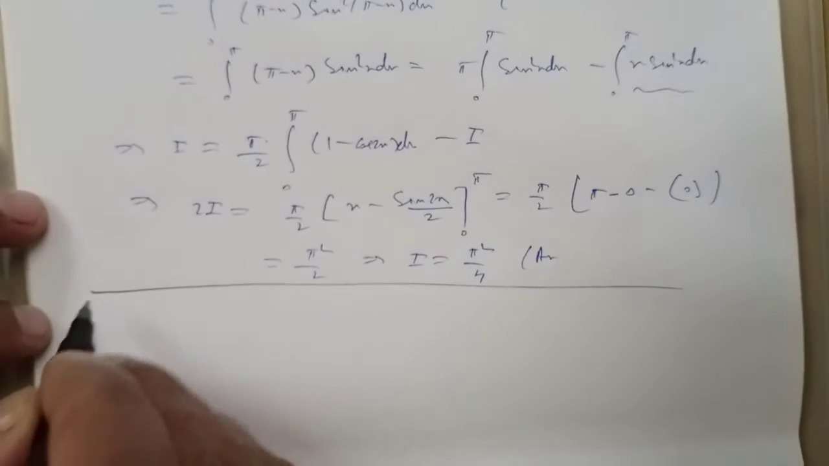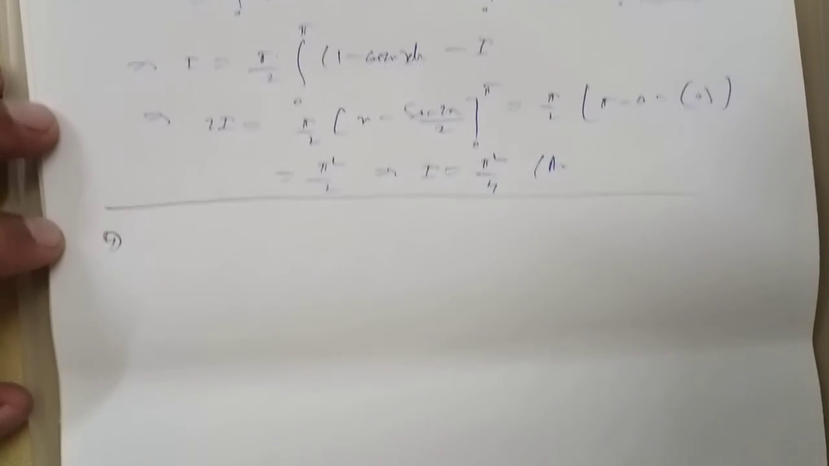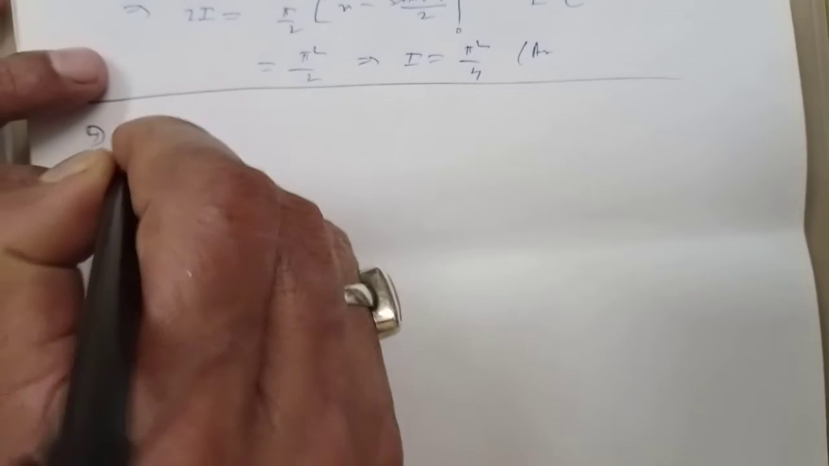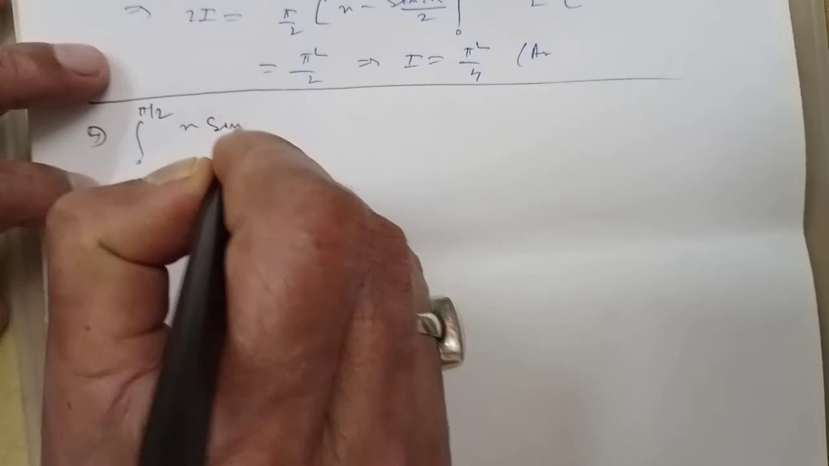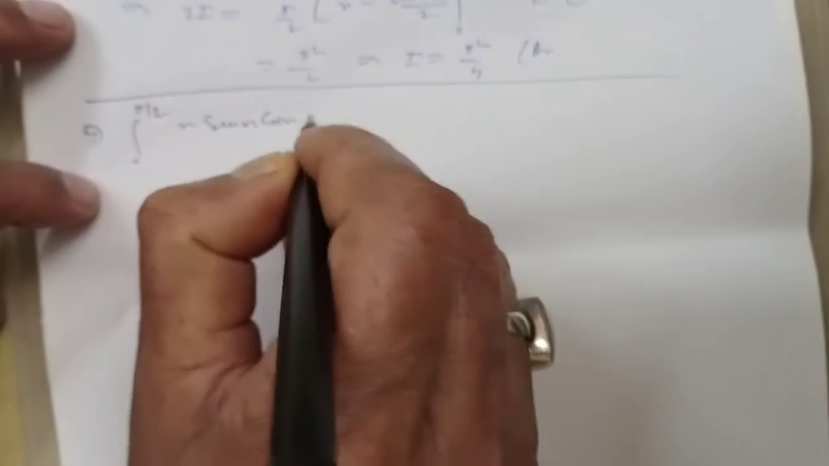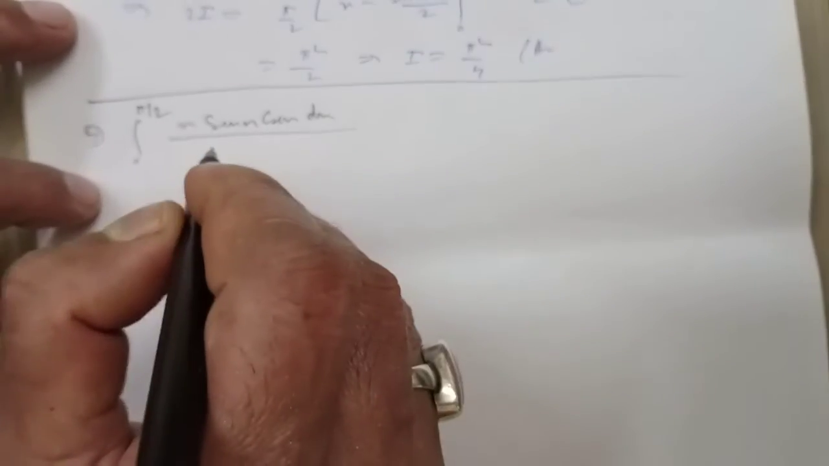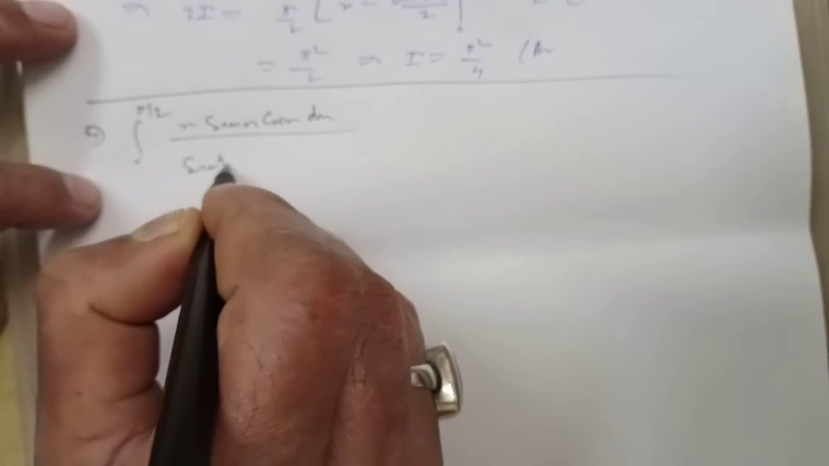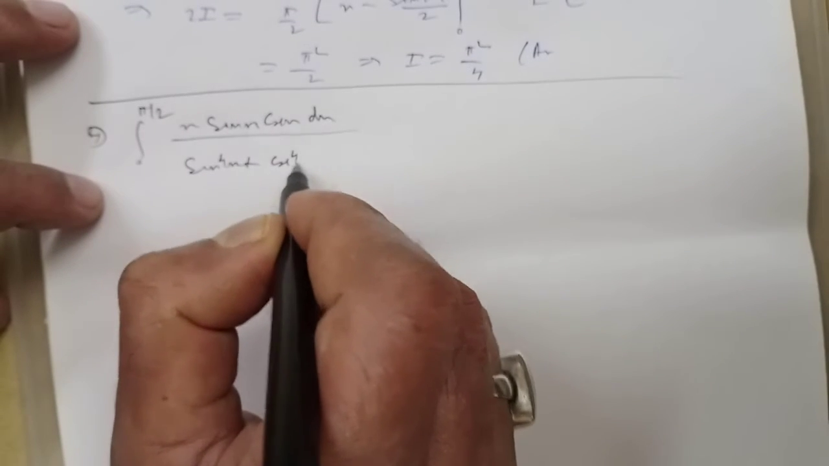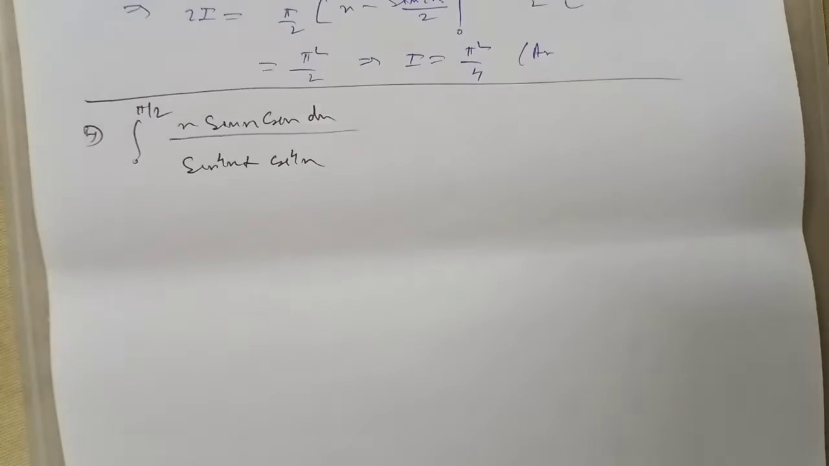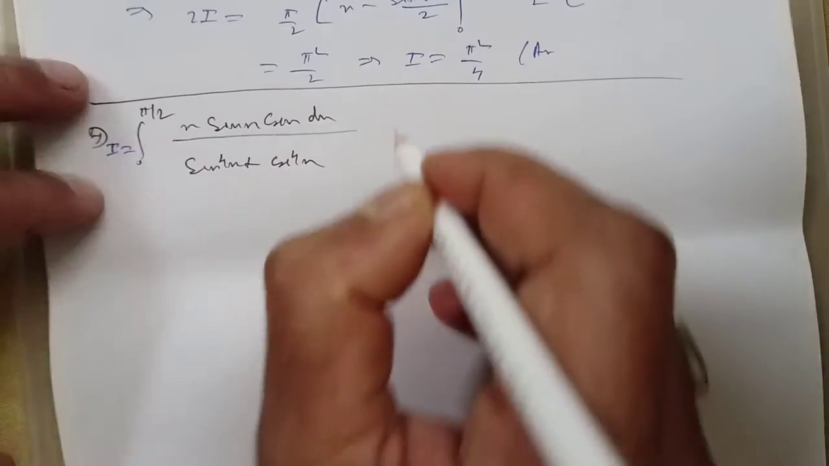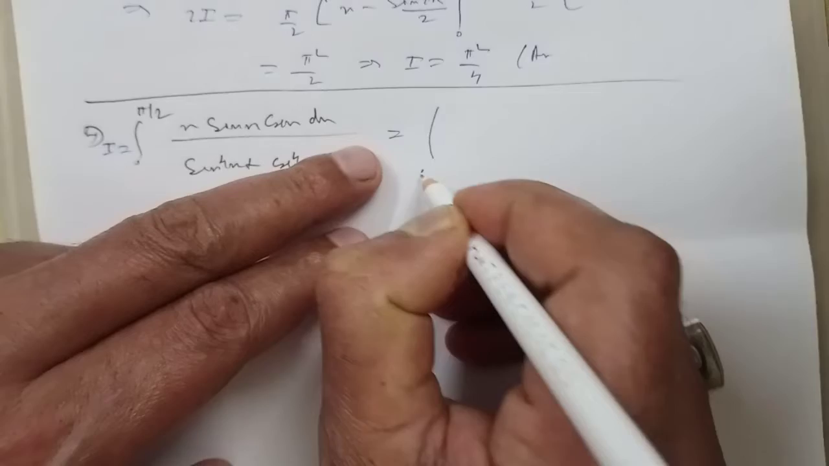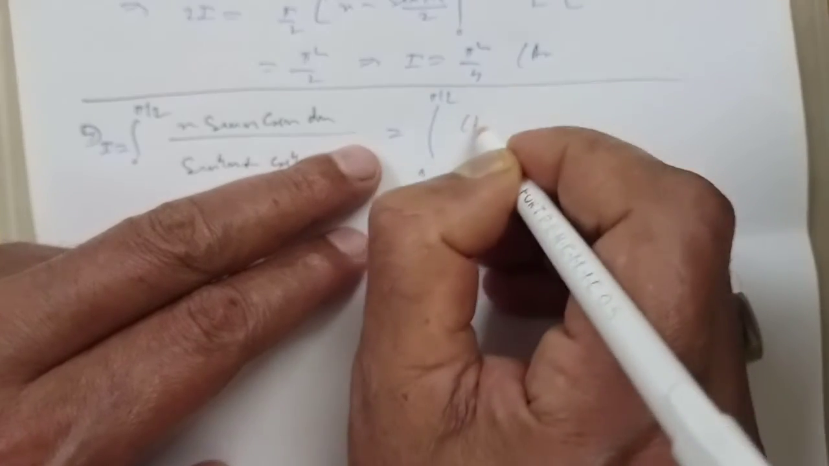Our fourth problem is integration 0 to pi by 2 of x sin x cos x dx, whole divided by sin to the power 4x plus cos to the power 4x. Okay, so let us first apply our fourth property. This is our I. So applying the fourth property, we get 0 to pi by 2.